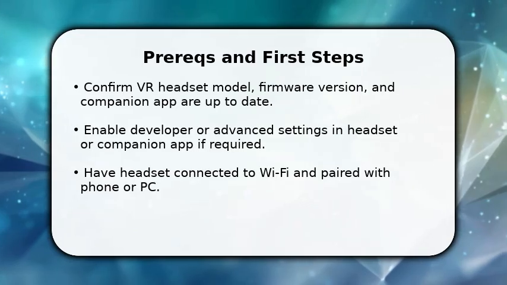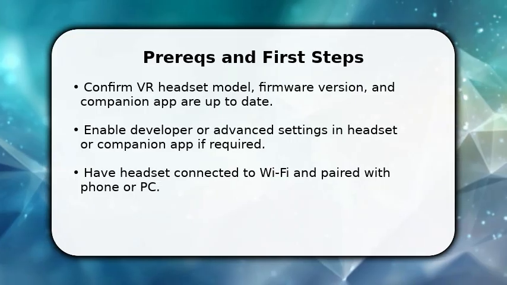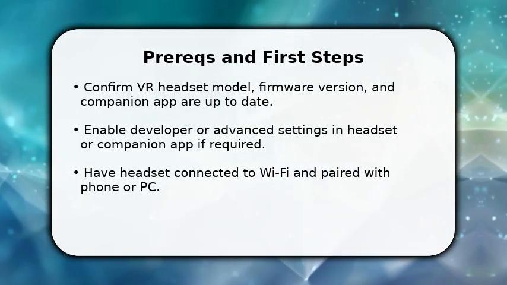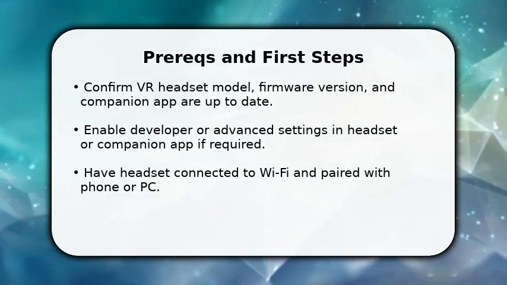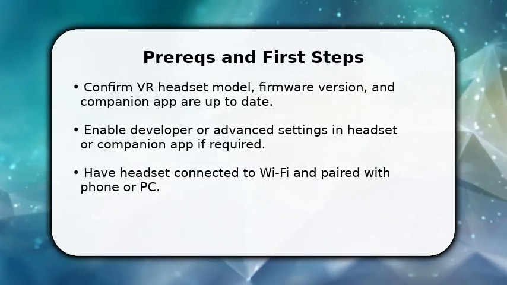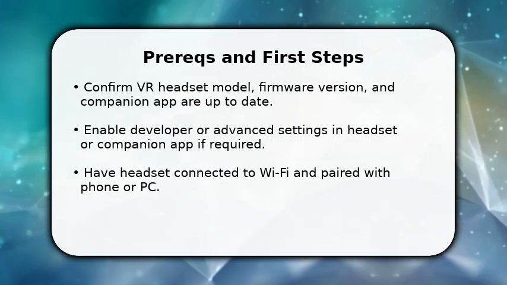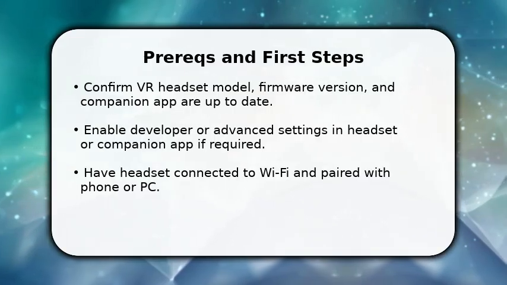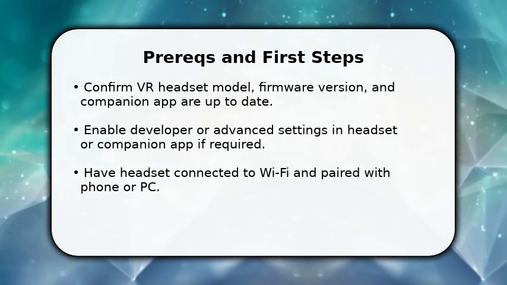Enjoy the video. You start by confirming prerequisites: your headset model, firmware, and companion app versions. This matters because JavaScript permissions live in specific builds. Once done, open the companion app or the headset settings and enable developer or advanced options if they're hidden. This exposes script-related toggles. Make sure the headset is online and paired to your phone or PC so changes sync. These first steps prepare the device and prevent confusing missing options later.